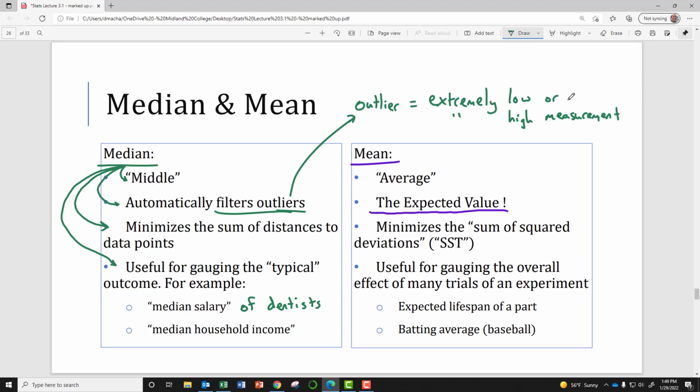We also talk about median household income. If you're wondering about the quality of life in a particular city, you might ask what's the median household income of that city, because that would be like a typical household.